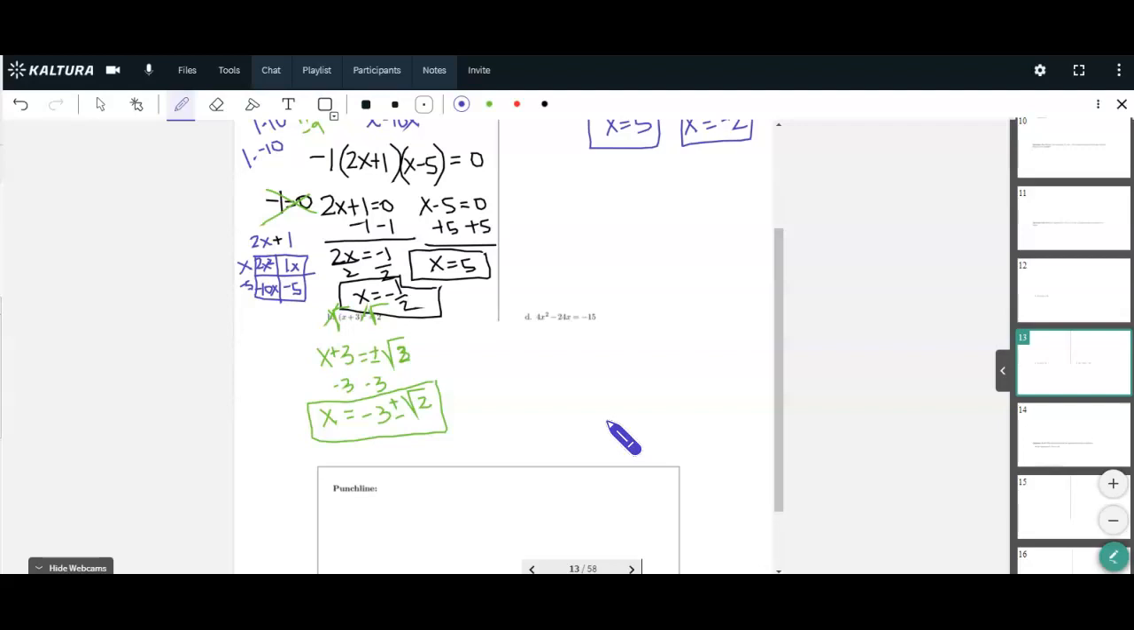So we need to take the 4 out. Okay. So we get 4 parentheses x squared minus 6x equals negative 15. Okay, awesome. Then what? And then we need to add in our spaces to get the perfect square. Okay. And it's 4 times x squared minus 6x plus 9 equals negative 15 plus 36. Right, because you had to do the 4 times the 9 to get that 36. Okay, then what?